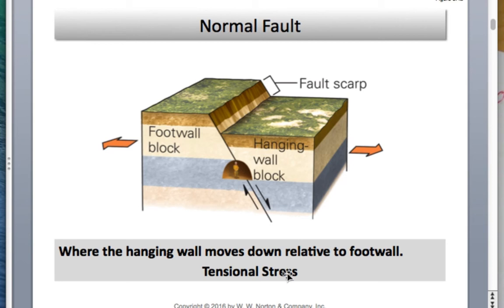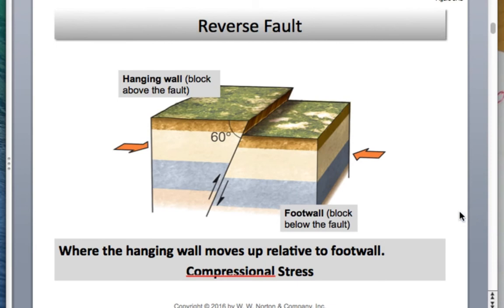So that's usually occurring with tensional stresses, right? See the two arrows pulling away here? Tensional stresses. For the reverse fault, this is opposite, where the hanging wall moves up relative to the footwall. So the hanging wall is moving up, so we're seeing squeezing or compression, right? So again, footwall always underneath the fault plane, hanging wall always above or vertically above the fault plane. So dip slips, moving in that dip direction.